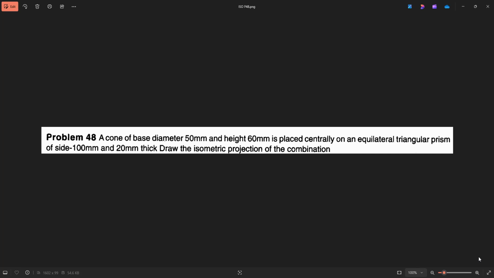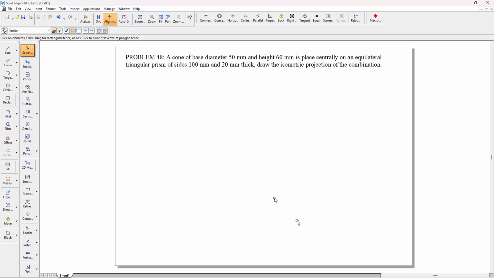It's a very simple problem where we have a cone and an equilateral triangular prism. For the cone, the diameter is given as 50 mm and the height is given as 60 mm. For the triangular prism, the side length is given as 100 mm and the thickness is given as 20 mm. Very simple. We have a triangular prism, and above that we have a cone. So let's start with the problem.